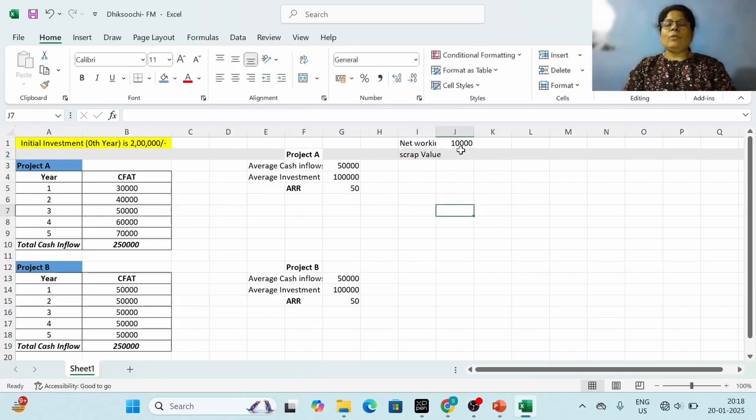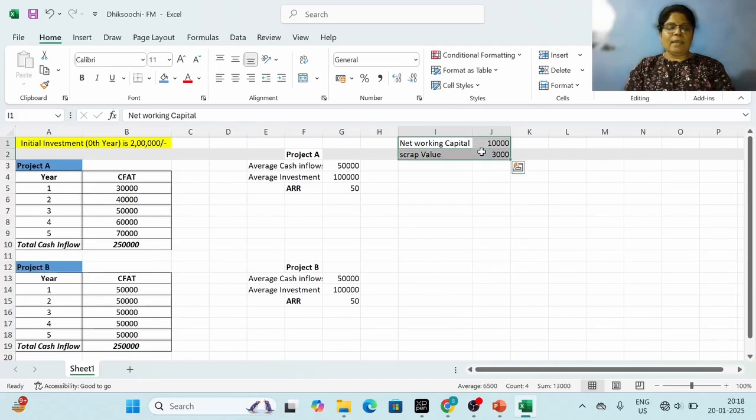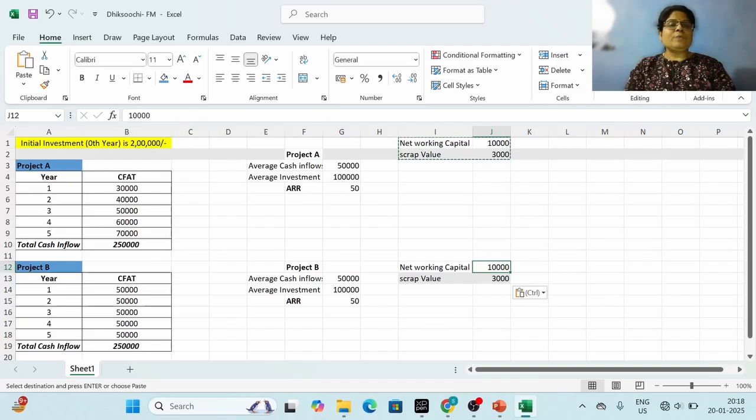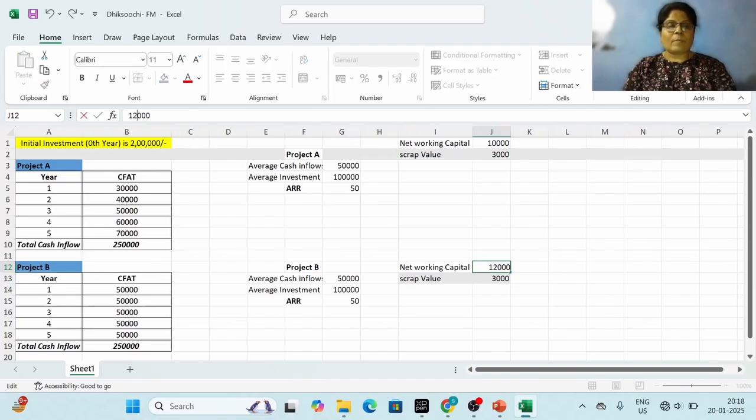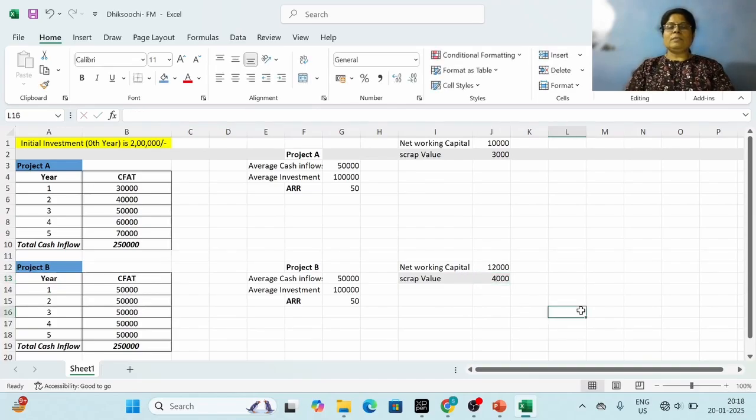Scrap value, let us assume some 3,000 for project A. Same way, let us take project B, net working capital. Let us assume it is 12,000. Salvage value, let us take it as some 4,000. This is a problem.